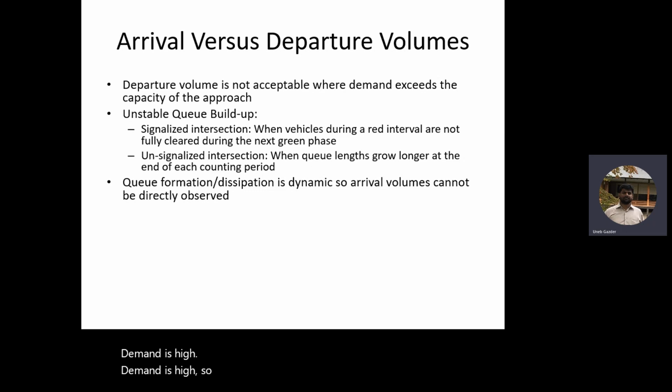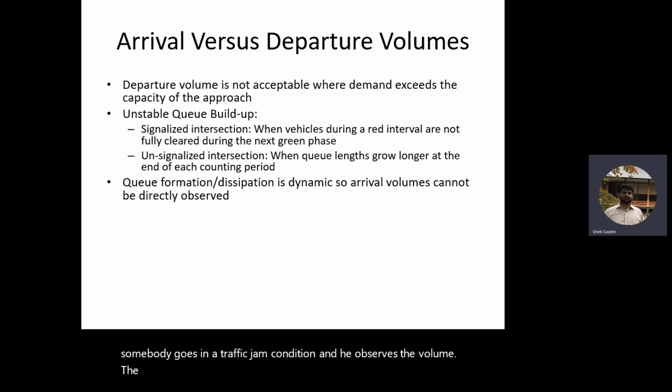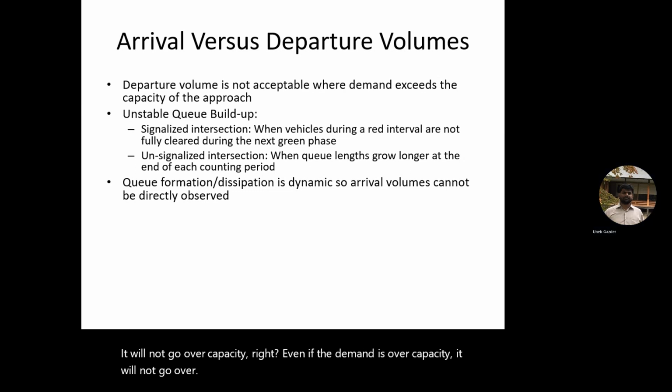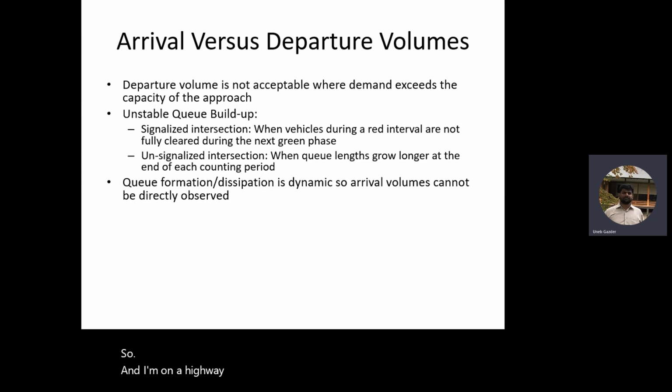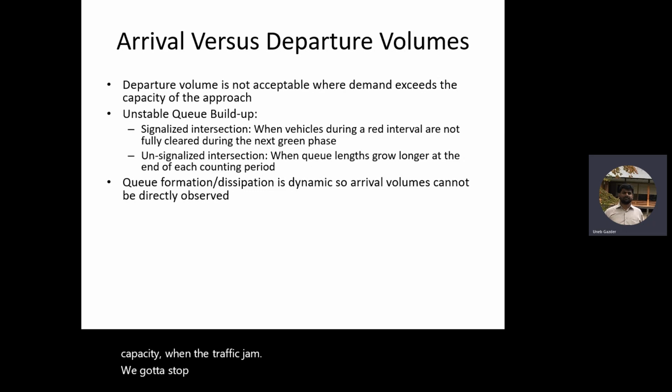So the vehicles which are passing from the road, if somebody goes in a traffic jam condition and he observes the volume, the maximum volume he can observe is equal to what? Capacity. It will not go over capacity, right? Even if the demand is over capacity, it will not go over capacity. Right? So, on a highway, it's very easy to see when the demand is over capacity, when there is a traffic jam. Vehicles are stopped, they are moving, they have a queue and so on.